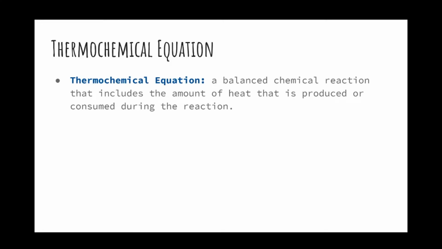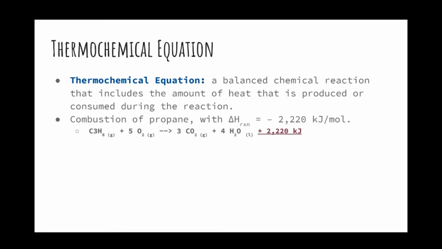A thermochemical equation is a balanced chemical reaction that includes the amount of heat that is produced or consumed during the reaction. So say that we're going to talk about the combustion of propane, and we were told that the amount of energy released was negative 2,220 kilojoules per mole. Well, I could create a thermochemical equation by writing out that combustion reaction, and notice that I put plus 2,220 kilojoules. The reason why I put that plus sign is that since my delta H of reaction is negative, that means that energy is released, so it is a product. I could also put plus heat. So either way, I'm saying that energy is being released.